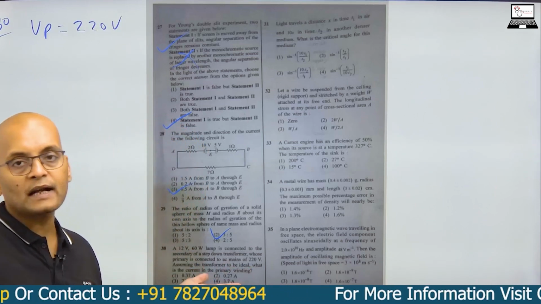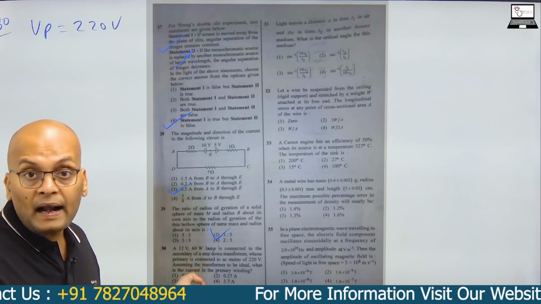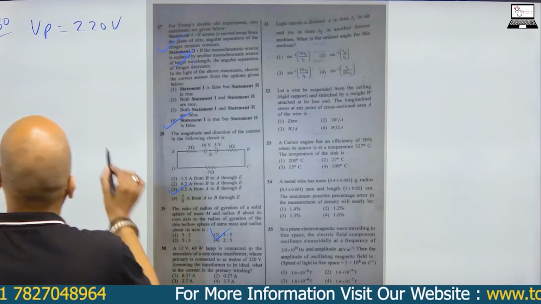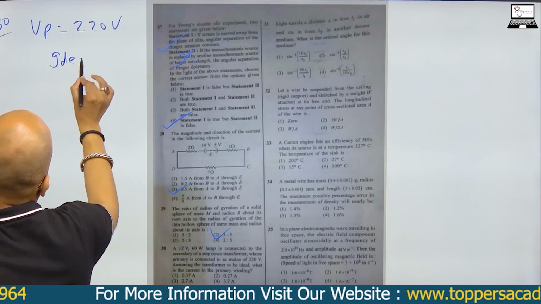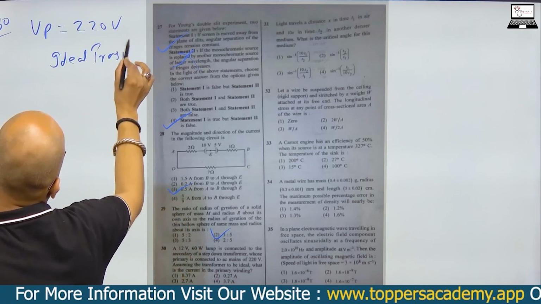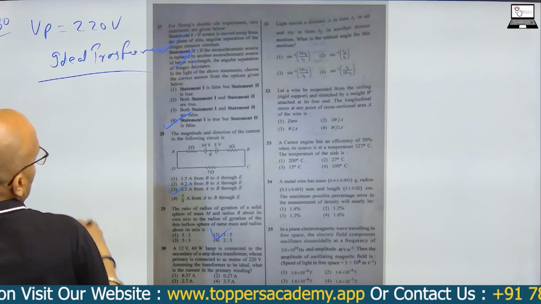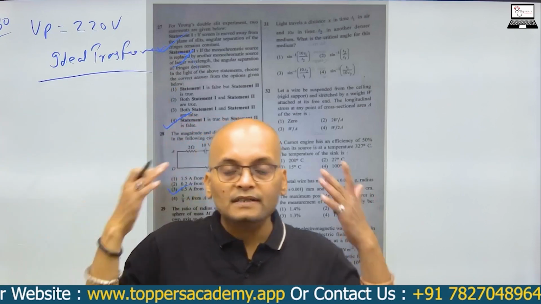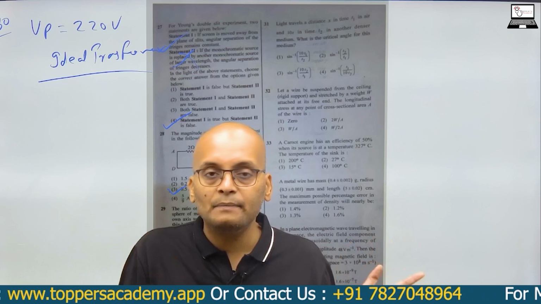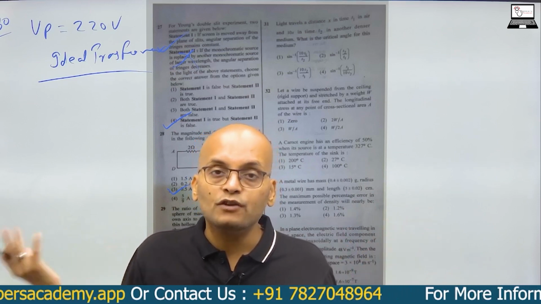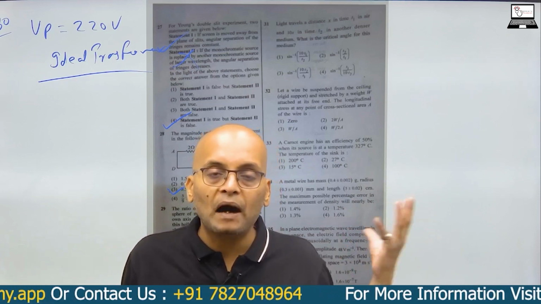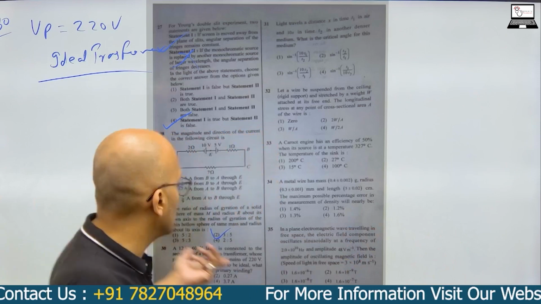See, it is talking about the ideal transformer, and in an ideal transformer, what is the condition? For an ideal transformer, I have repeated it several times in class. And even if you just use your common sense, ideal means work input is equal to work output. Yes or no? Power input is equal to power output.